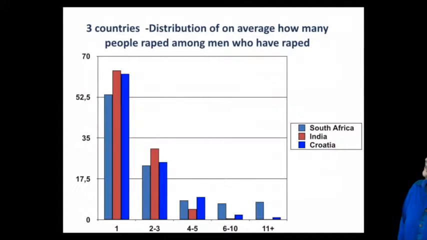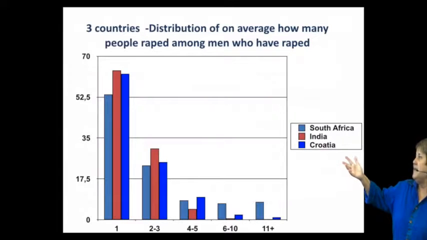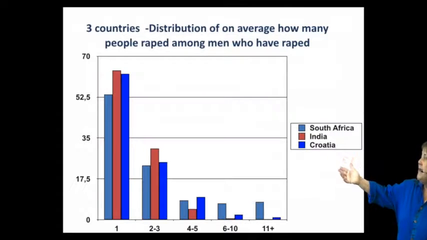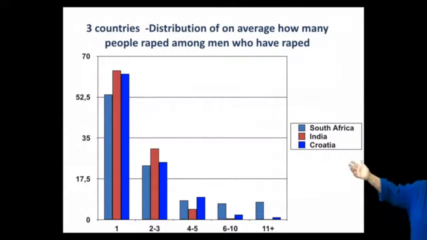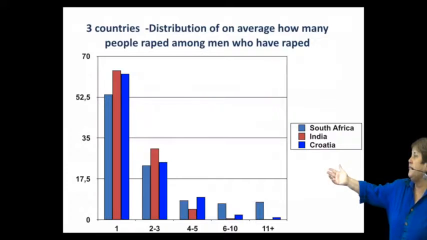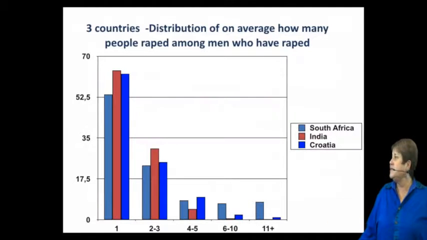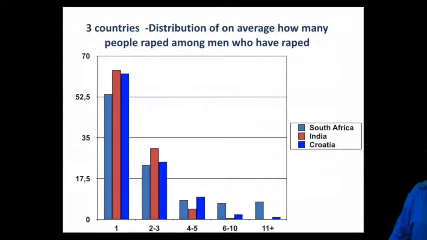If you look at those same 3 countries and look at the distribution on average of how many people have been raped among men who have raped, and this is reported by men, by far the most common is 1 person raped, but you'll see that men also report having raped 2 to 3 people, 4 to 5, 6 to 10. You can see that there's a fairly large amount where it's more than 1, in other words, gang rape.